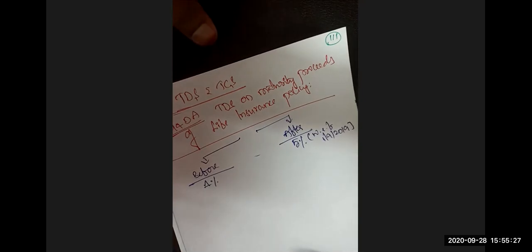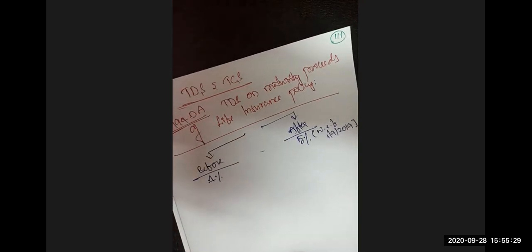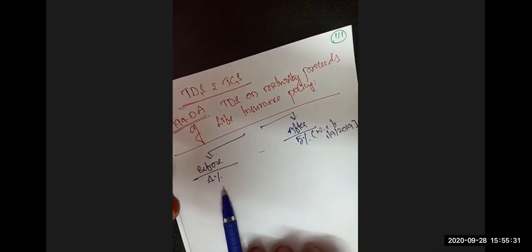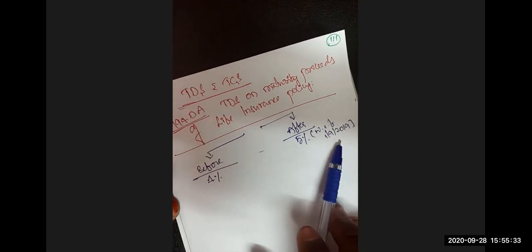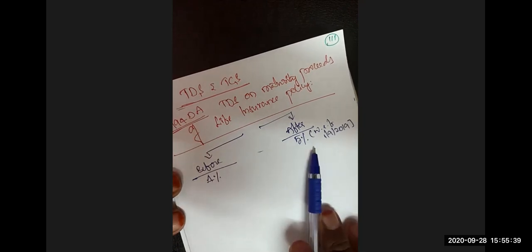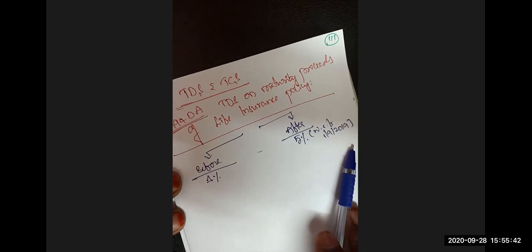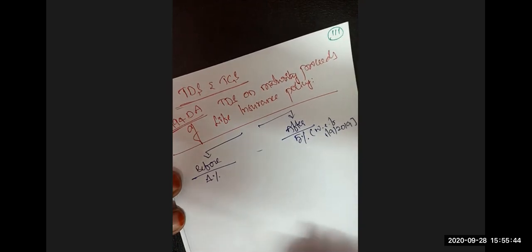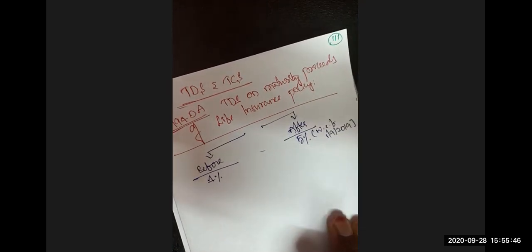You must be very careful here. If the maturity proceeds are paid before 1/9/2019, the insurance company should deduct the TDS at the rate of 1% only. If the maturity proceeds are paid on or after 1/9/2019, then one should deduct the TDS at 5%.